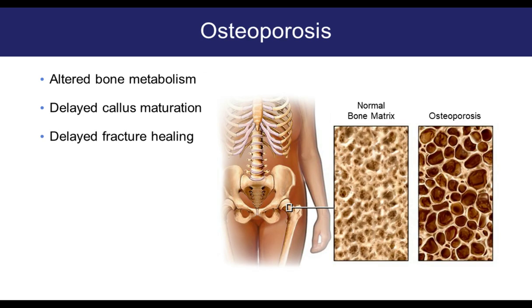In osteoporosis, perhaps this is a biologic risk factor for non-union. You get altered bone metabolism, delayed callus maturation, delayed fracture healing. Just a cartoon there of what the bone matrix looks like between normal bone and osteoporotic bone. But perhaps these are factors that lead to non-union. Maybe that's just a surrogate for age, or maybe it's the other way around.